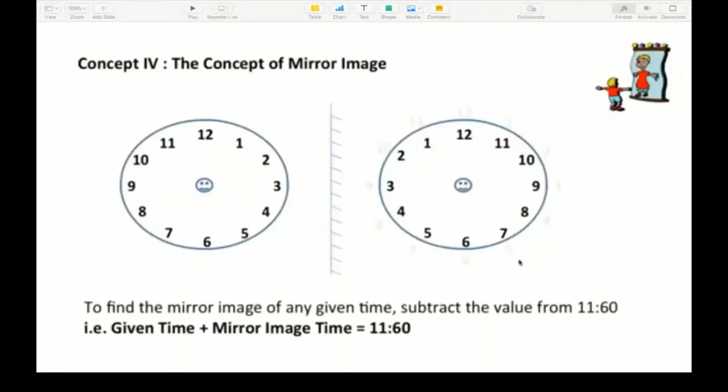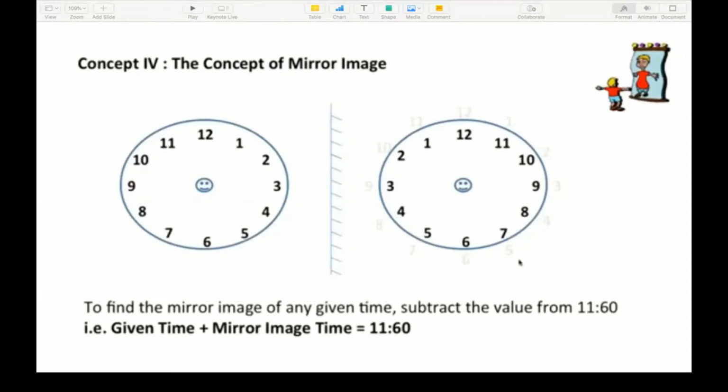Okay, guys, then comes the next concept, the concept of mirror image. What would be the question? Basically, you can think that let's say you have a clock in your hand, and you're standing in front of a mirror. When you were holding the clock, let's say the time was 6:30. When you're standing in front of the mirror, in the image, the time will not be 6:30, it will be different. So what will be the value of that time in the mirror image is what we are going to learn in this concept.